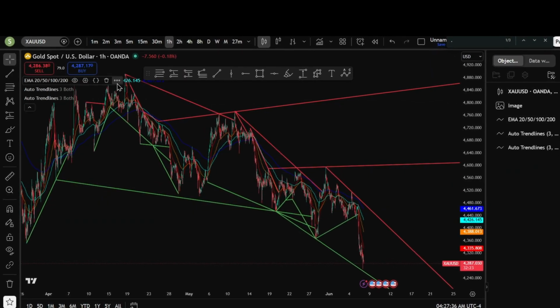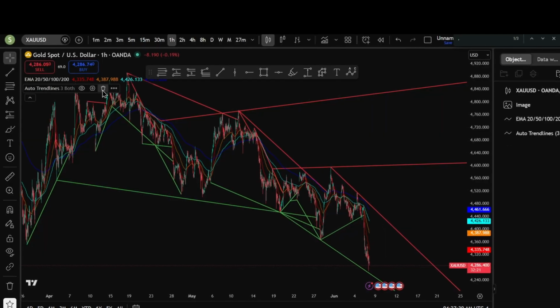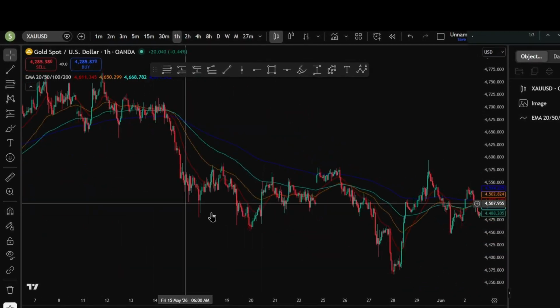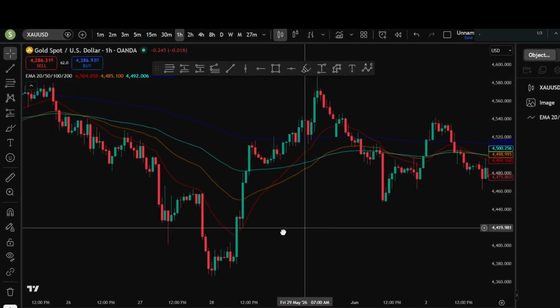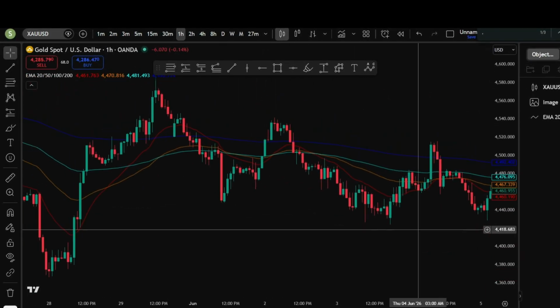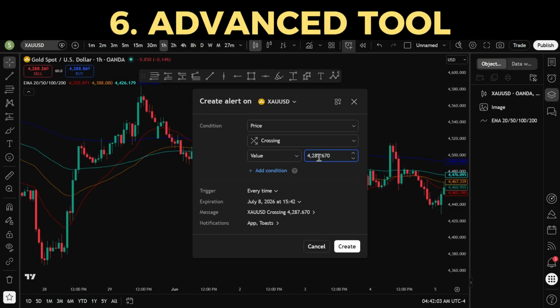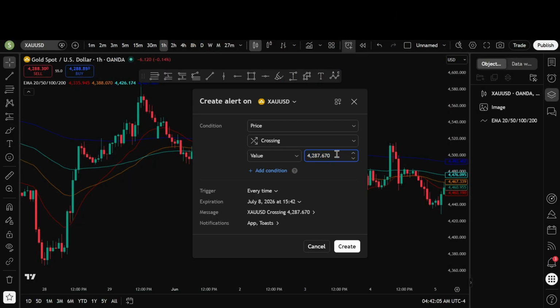However, if you use too many indicators randomly, it can be confusing. It's better to filter, test, and keep only the indicators that truly fit your system and trading style. Next, let's see some advanced tools in TradingView. First is alerts, which notify you when price hits or crosses an important level. This way, you don't need to watch the chart all the time.